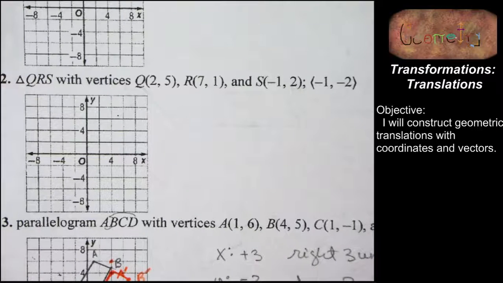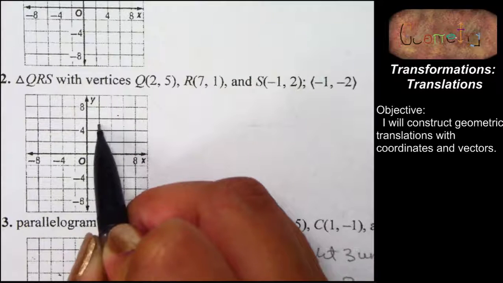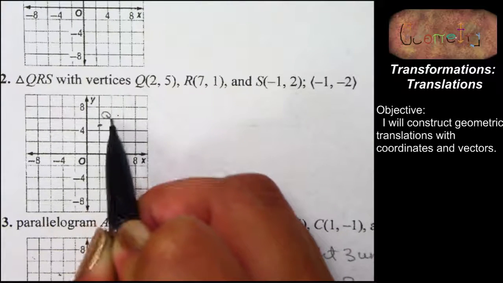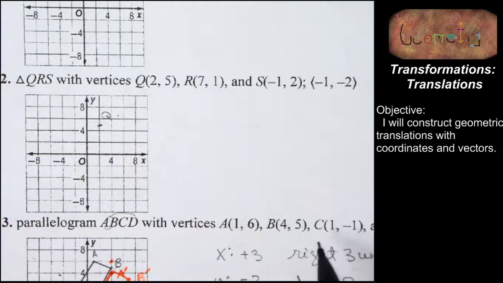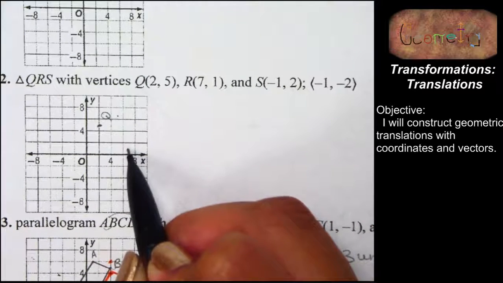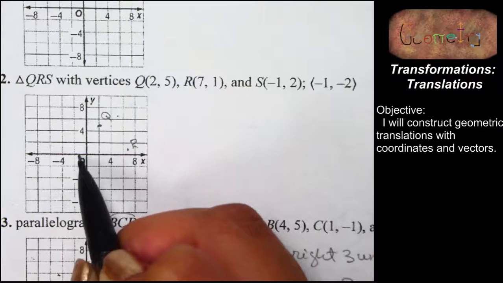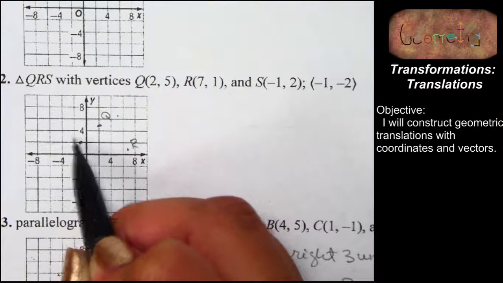All right, so Q is going to be on 2 comma 5. So 2, 5. Please label it so that you know which point that is. If you don't label them, I'm not going to know which point it is, and so when I go to correct, to give you feedback and grade, I'm going to be like, I don't know what point is which, and I'm not going to be able to give you credit. R is on 7, 1, so that's right about here. S is on negative 1, 2. So right there.